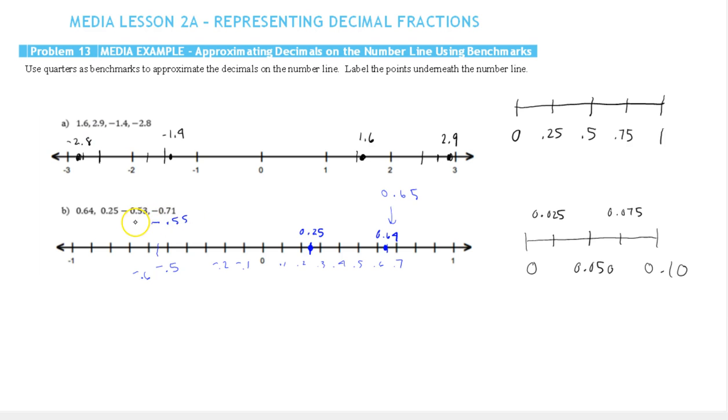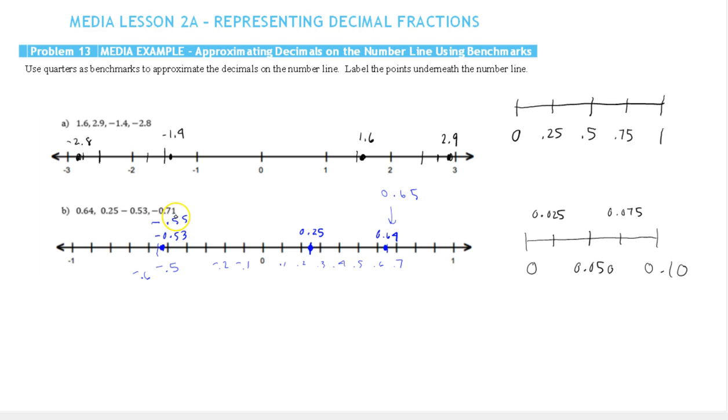So negative 0.53 is a little bit bigger than that, remember, because it's negative, so it's the opposite. I'm going to plot it right about here. Okay. That actually looks like it's halfway between, which would be negative 0.525. But again, we're approximating. It's close enough. And it's correct relative to these values.